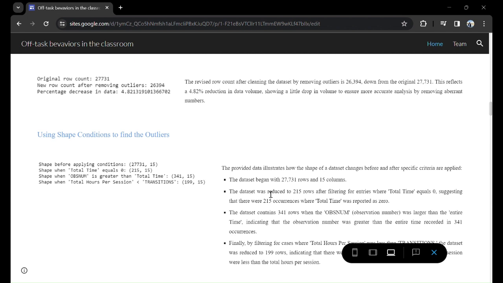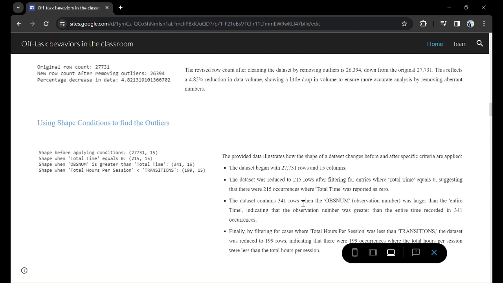27,251 rows after filtering the entire total time equals 0, suggesting that there are 251 occurrences where total time was reported as 0. And coming to observation number, the dataset contains 341 rows which are larger than the entire time. Here we can see that the observation number was greater than the entire time recorded in the 341 occurrences.